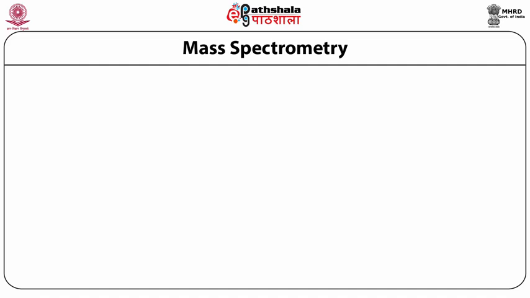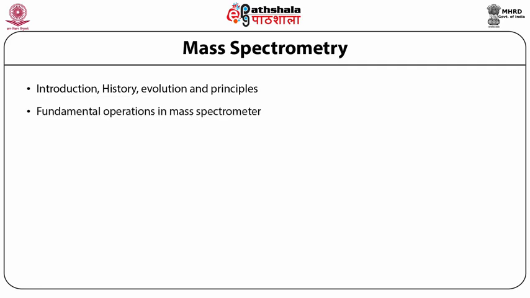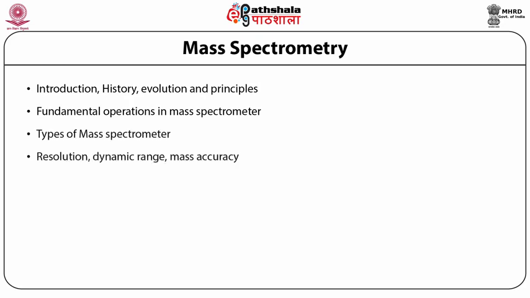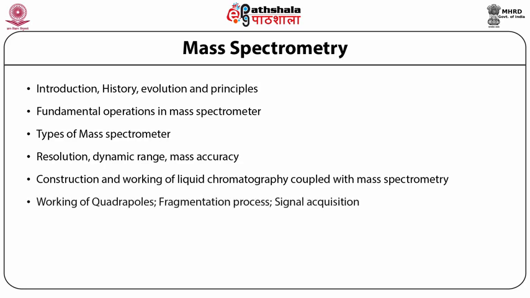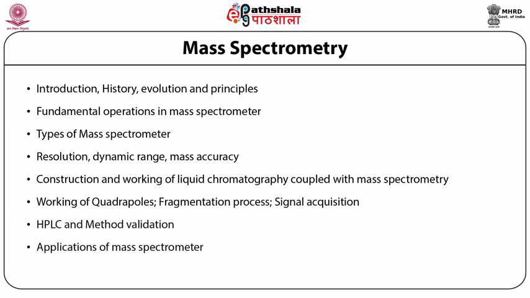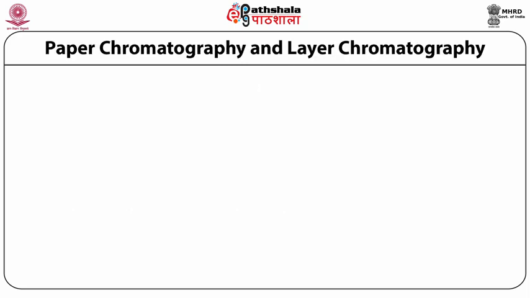Mass spectrometry. In this particular module, we would be learning about its introduction, history, evolution, and principles, fundamental operations in a mass spectrometer, types of mass spectrometer, resolution, dynamic range, and mass accuracy, construction and working of liquid chromatography coupled with mass spectrometry, working of quadrupoles, fragmentation process and signal acquisition, HPLC and method validation, applications of mass spectrometer, and finally, recent trends and advancements in mass spectrometer.